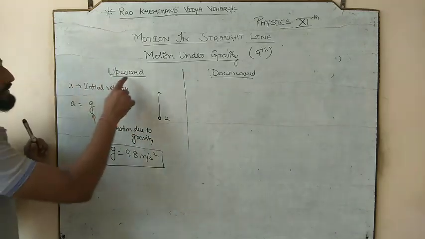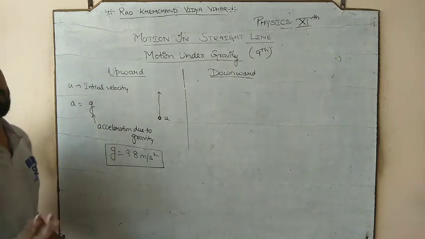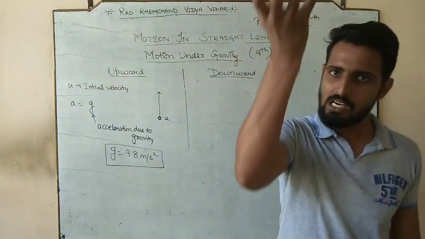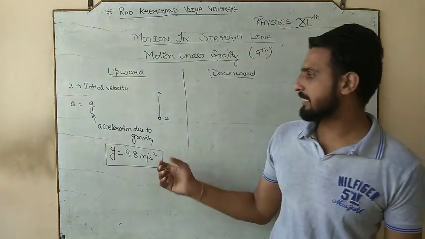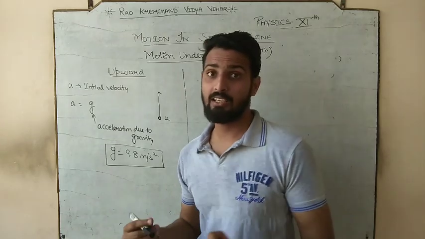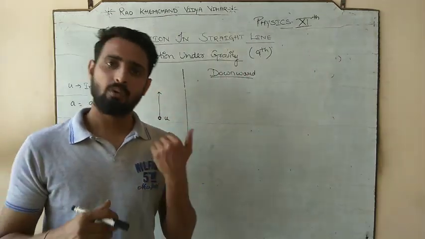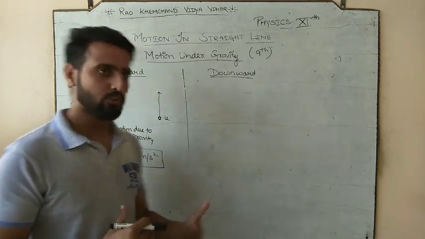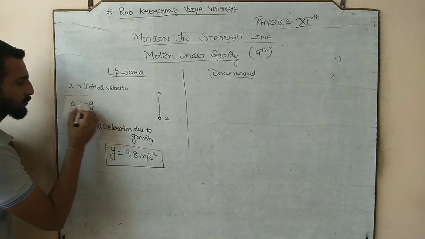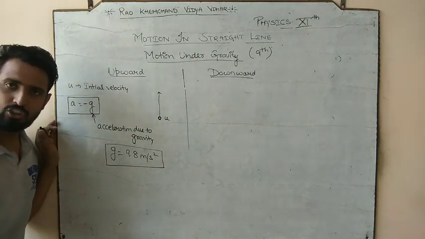Okay? Since the body is going upward, we all know the concept of gravity, that gravity makes the body fall in a downward direction. It means if we throw a body in the upward direction, are we working against the gravity or along the gravity? In upward motion we are working against the gravity. That's why this acceleration would be taken as negative g.